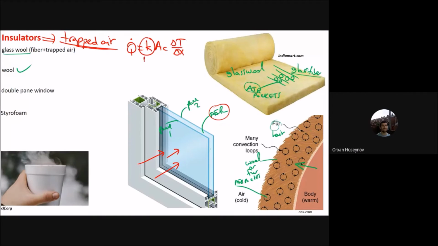This k is low, and since it is low, it doesn't matter if these other terms are very high. It will drop the coefficient here, and therefore you will have a lower amount of heat transfer. Again, here you have the trapped air.